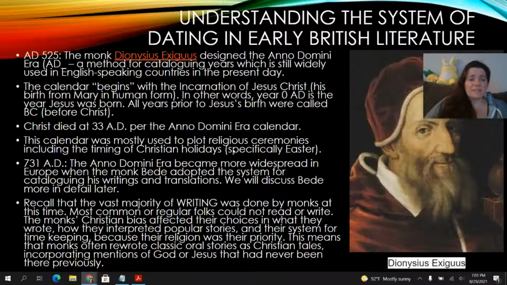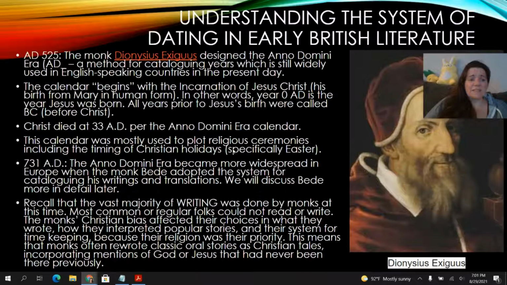But in 731 AD, a little over 200 years later, the Anno Domini era became the most widespread method of dating, keeping track of dates, that was being used in Europe, because another monk named Bede, who we will talk about more later, adopted this system as he started to catalog a lot of historical papers and historical events and translations and keep track of the dates when they were written and the time period when he was writing them down. So he chose to use this calendar, which at that time had been being used in the Christian churches for 200 years. He used that calendar, and because he was very widespread in his writing and publication, that cataloging method and the way of keeping track of the years became very popular.